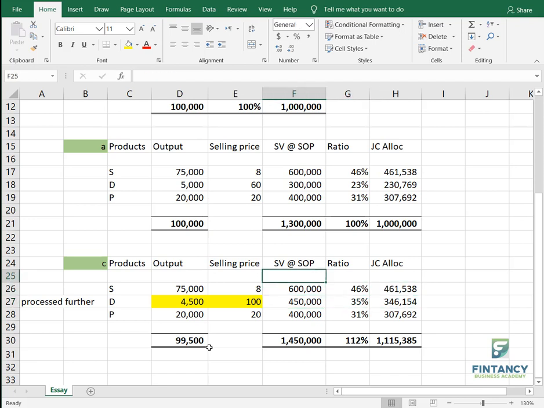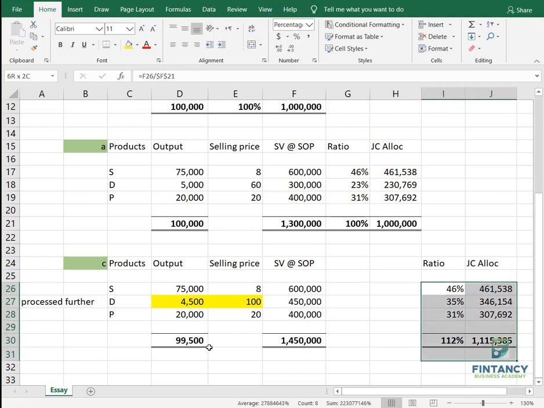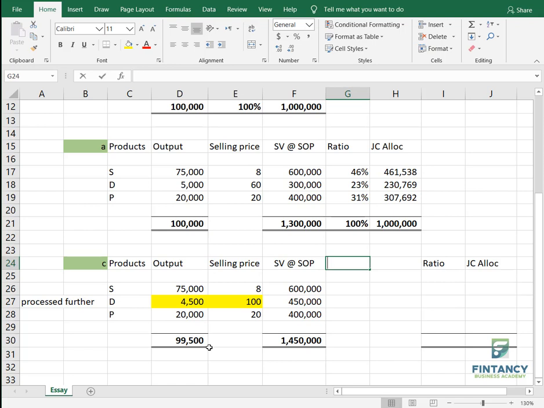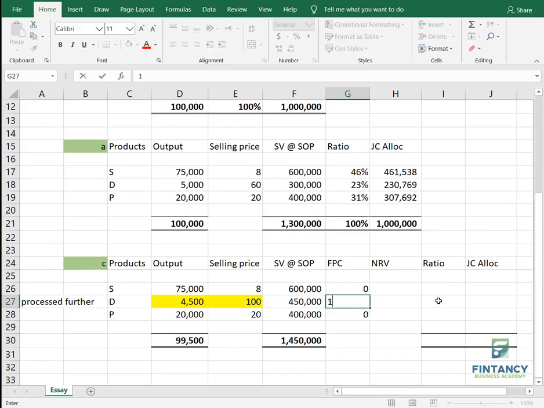Now, if you remember, we will not take the ratio based on this. Remember, last time we did. So we need two more columns now. What are those two columns? Remember, one was further processing cost and the other one was NRV. Okay, so there is no further processing cost here and here, remember, but there is further processing cost for product D. How much? 100,000, remember. So 100,000 I am writing here. How to get NRV? This minus this.